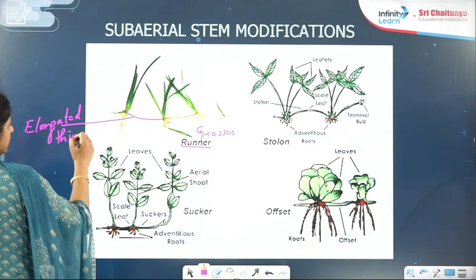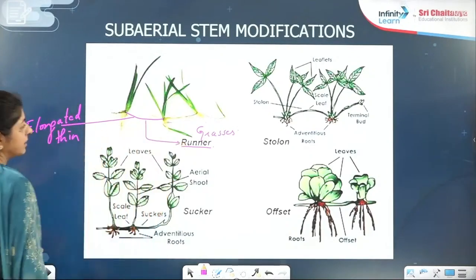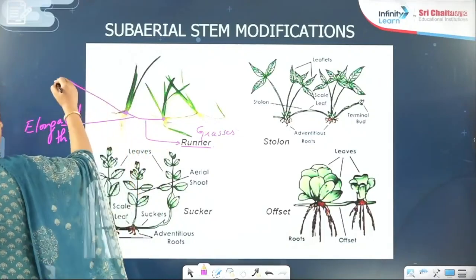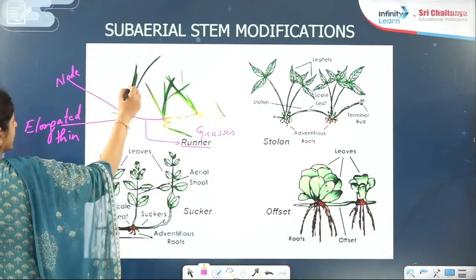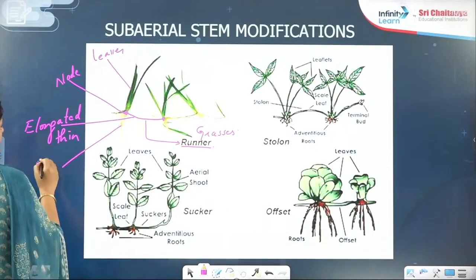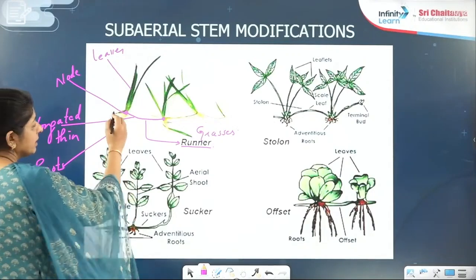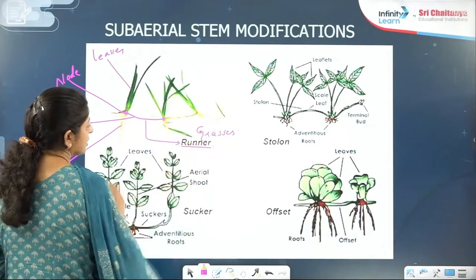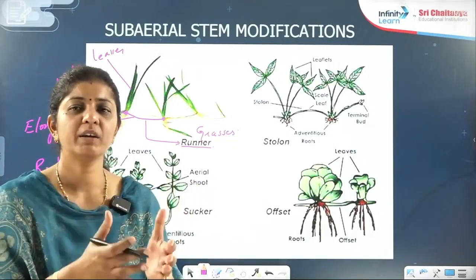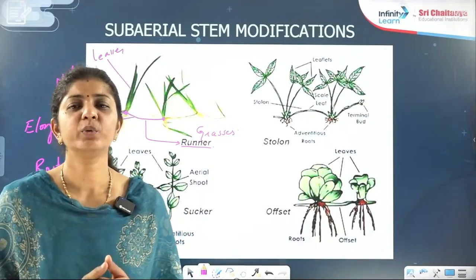thin part, you call it a runner. On its node part, this is a node, now from the nodes what is coming up? Leaves, and down from that, the tuft of the roots will be coming out. It will be running throughout the ground, and due to intercalary meristem, the grazed part can be brought back again, and it will start establishing in new niches.